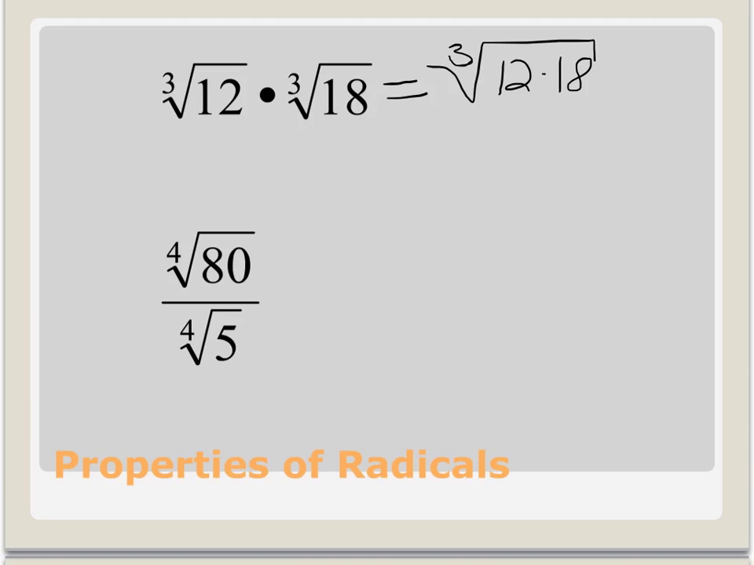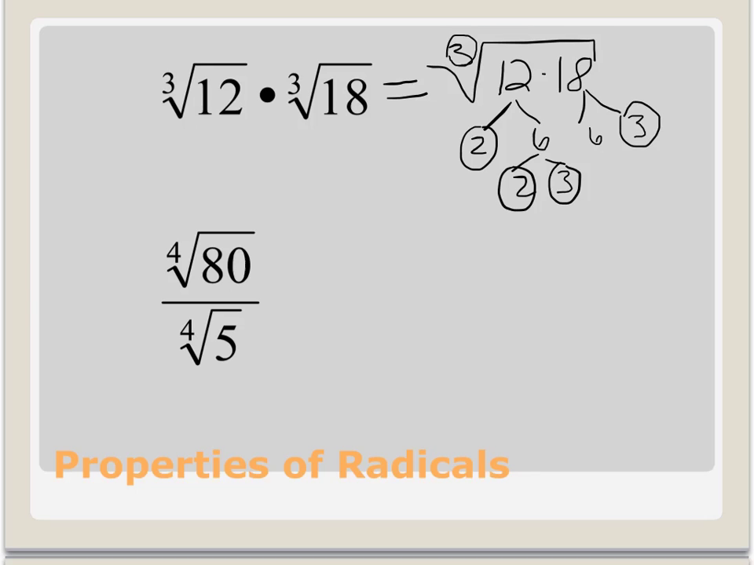But just like with square roots, we need to simplify. But we've got the cube root this time. So last time when it was a square root, we looked for pairs. This time we're going to look for threes, 3 numbers that are the same. So if we look at 12, 12 is 2 times 6, and 6 is 2 times 3. Then we tried the 18, that's 6 and 3, and 6 is 2 and 3.